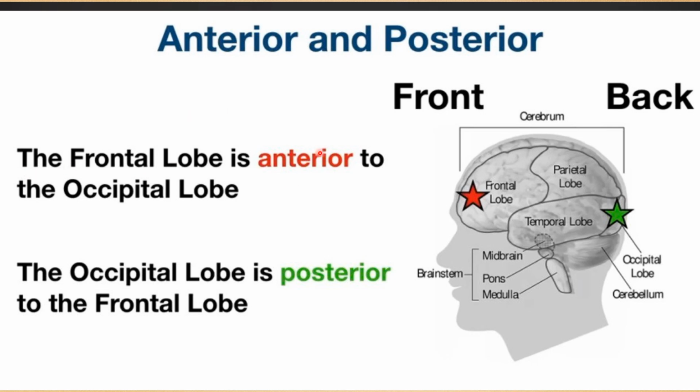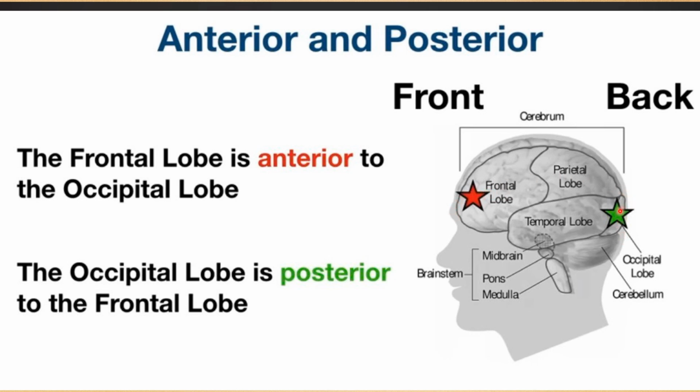So the frontal lobe is anterior to the occipital lobe. So this is the brain. These are the lobes: frontal lobe, parietal lobe, temporal lobe, and this lobe here is called the occipital lobe. This is the cerebellum. So we are comparing this lobe and this lobe. Okay, this is the face. So you can see that this lobe is closer to the face, and the face is the front part of the body. And so we say the frontal lobe is anterior to the occipital lobe.